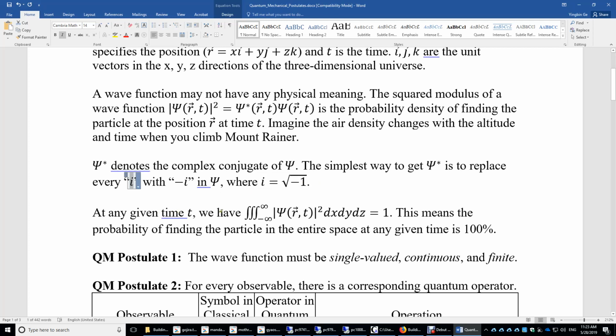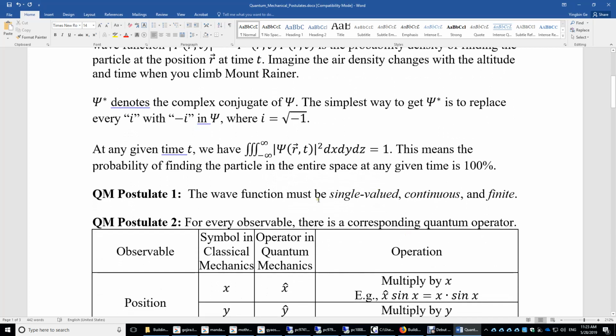At any given time t, the integral of the probability density of a particle over the entire space from -infinity to +infinity equals 1. This simply means the probability of finding that particle in the entire space at any given time is 100%. Now the 6 postulates. Postulate 1. The wave function must be single-valued, continuous, and finite. This is to ensure the probability of finding the particle is single-valued, continuous, and finite.